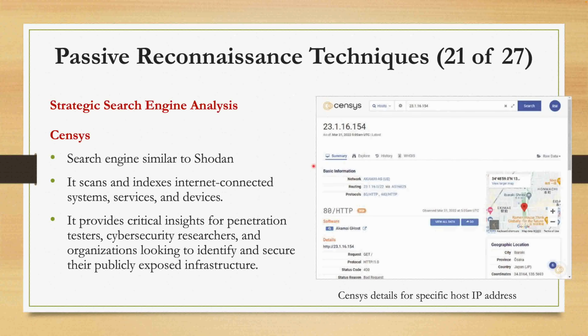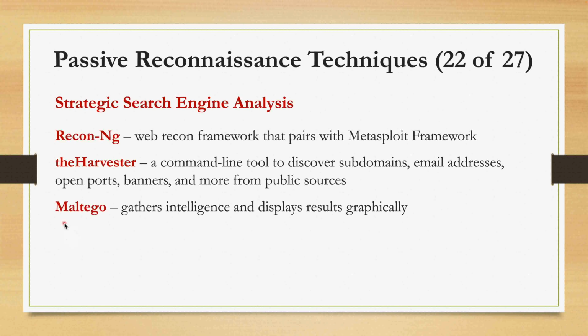theHarvester, by the way, this is awesome too. It's used for gathering publicly available information about the target, like subdomains, email addresses. You could look up email addresses for employees in the company, banners, open ports. And one of the best tools is called Maltego. Maltego is a very powerful graph-based OSINT tool that automates data gathering and visualizes relations between entities, like domains, IP addresses, people, if you want to search for people in Maltego, emails, and organizations.